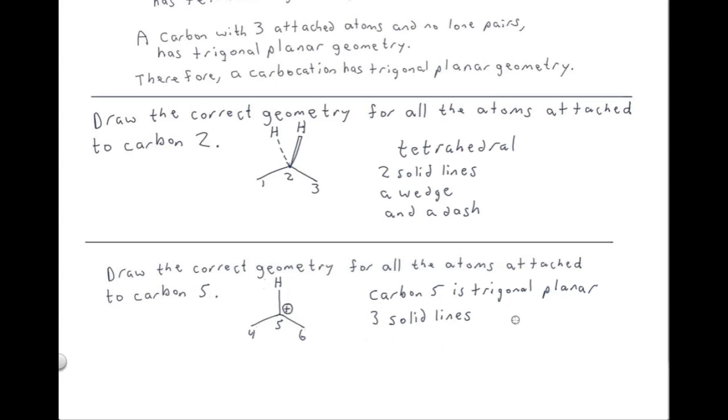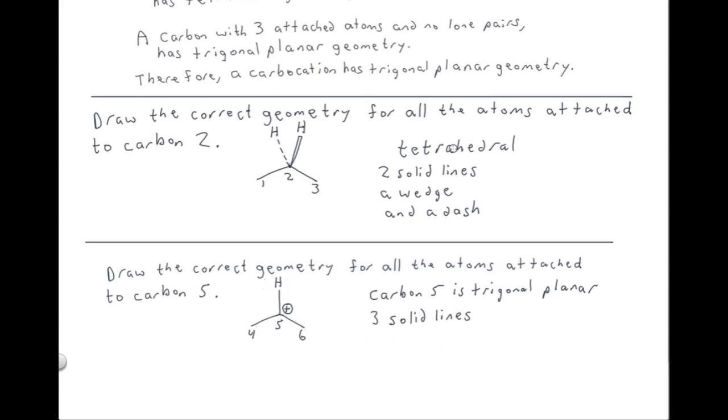Okay, so make sure that you have memorized the correct way to show tetrahedral geometry, 2 solid lines, a wedge, and a dash, and the correct way to show trigonal planar geometry, 3 solid lines. 3 solid lines should make sense. By using 3 solid lines, we show that all of these bonds are in the same plane. They're all in the plane of the page. That's what drawing a bond as a solid line means.